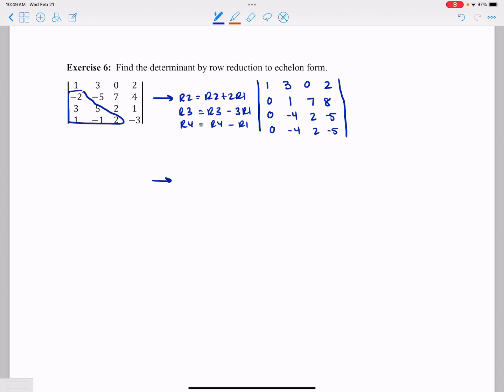At this point, I notice that row 3 and row 4 are the same, so I'm going to add them together. I know that if I have a row of zeros, my determinant is 0. Think about doing cofactor expansion about the bottom row.